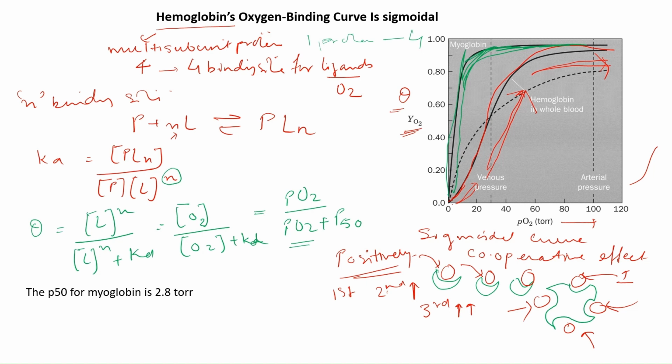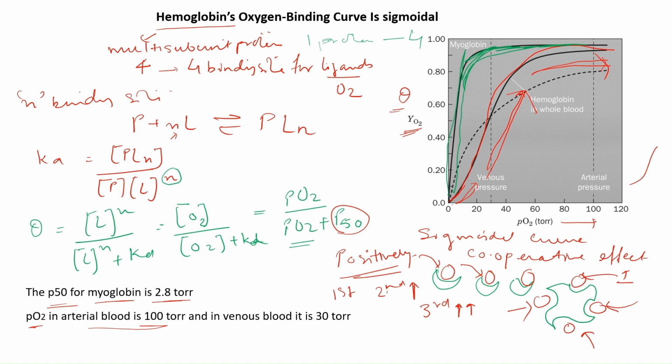Now the P50 for myoglobin is 2.8 torr. P50 means the pressure at which the protein is half saturated. So the P50 for myoglobin is 2.8 torr. The partial pressure of oxygen in arterial blood is 100 torr and in venous blood it is 30 torr.